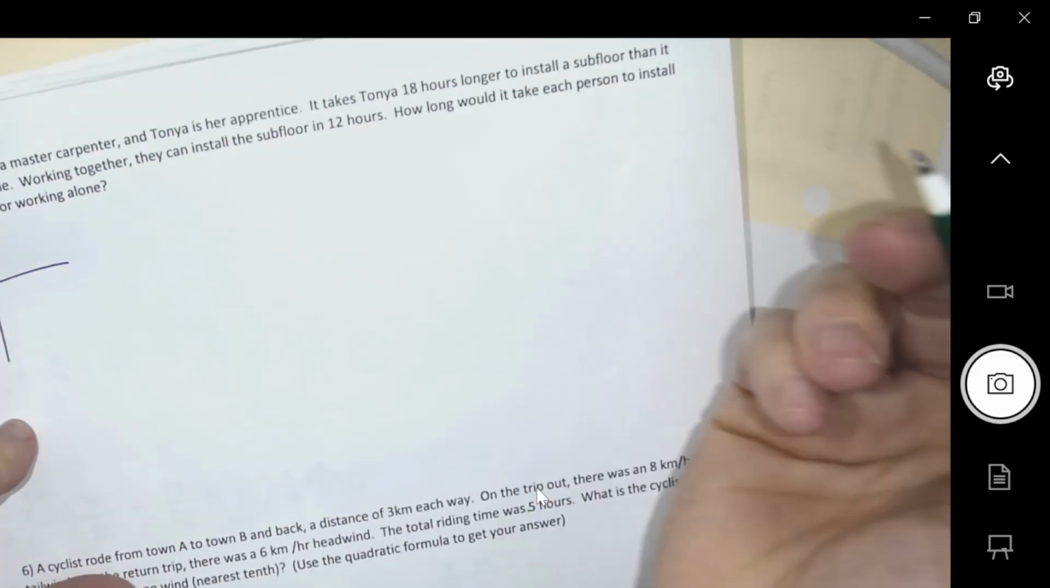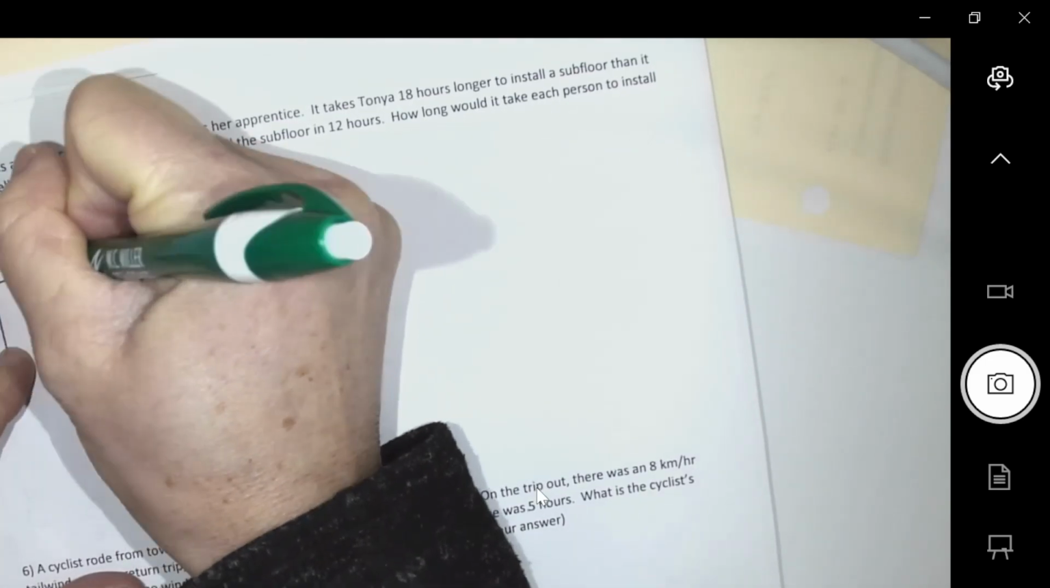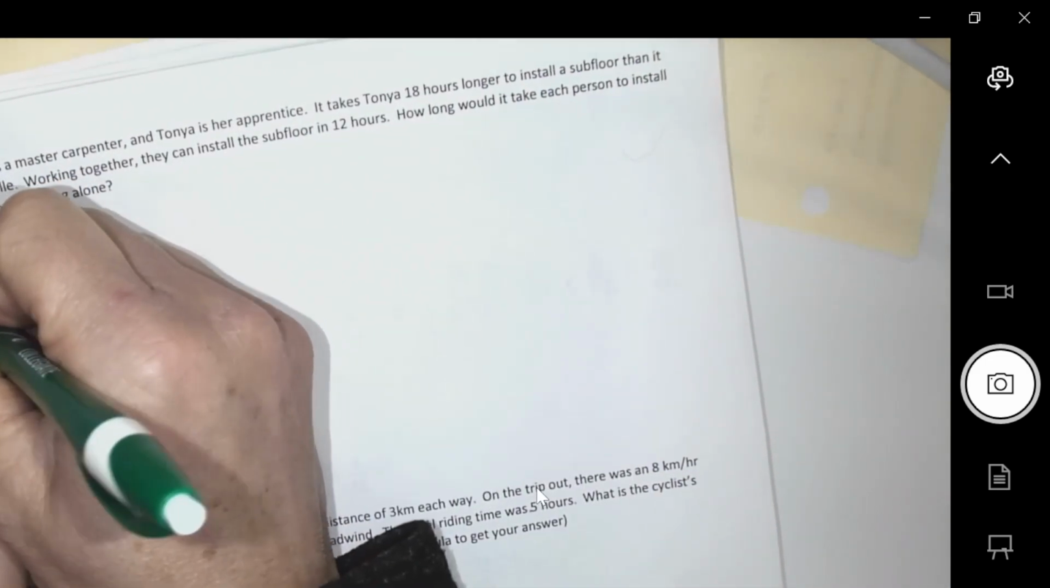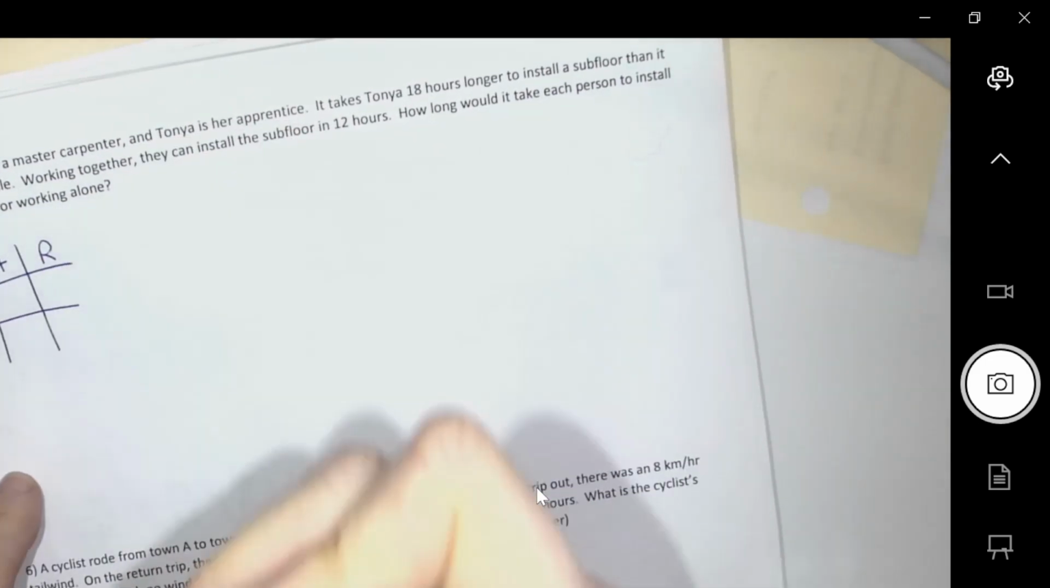Okay, so we're going to set up a T-chart. Time and rate. Remembering that yesterday, the rate is the time it takes for someone alone to finish an entire job. That's the definition of rate. Janelle and Tanya.